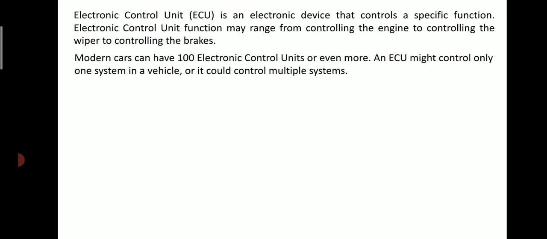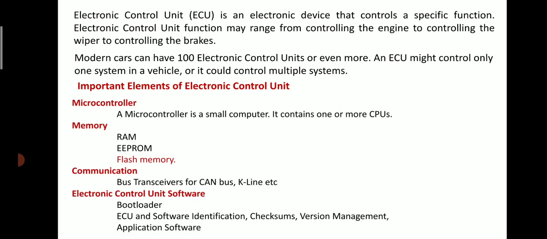So an electronic control unit is an electronic device that controls a specific function. In modern cars, we can have 100 electronic control units. So what are the important elements of an electronic control unit? First is the microcontroller, second is memory, after that communication, and electronic control unit software. Let us see the working of ECU.